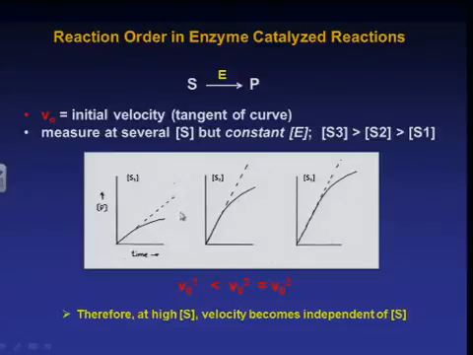So in these curves, this dashed line is a tangent to this. That's projecting out, and that's telling you early in the reaction, when there's a lot of substrate there at the outset of the reaction, what is the slope of this line here? That tells you what we refer to as the initial velocity.